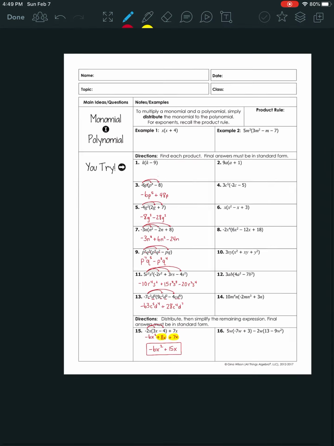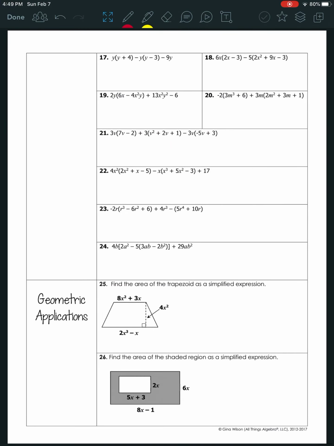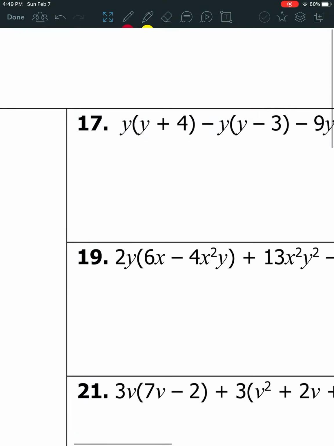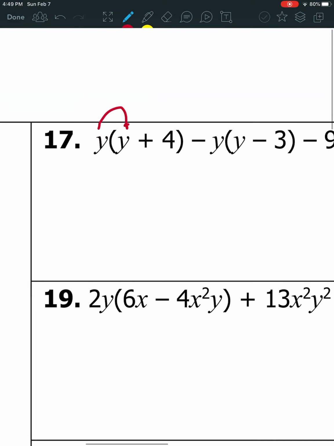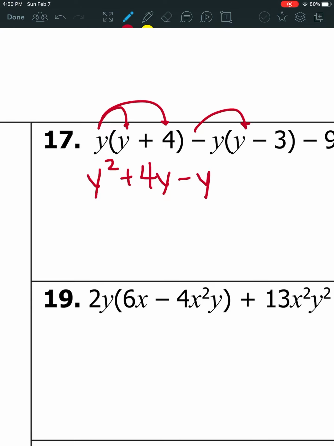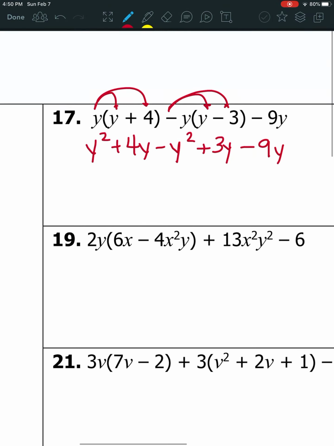Okay? Again, I'm going to leave everything on the right side for you to complete as practice problems, so I'm going to flip to the next page. And we're going to do it again. So we'll distribute first. Here we are actually distributing twice. So the y times y, we get y squared. Y times 4 plus 4y. Then negative y times the y, so minus y squared. Negative times negative, so plus 3y. And then this minus 9y on the outside just stays as it is.